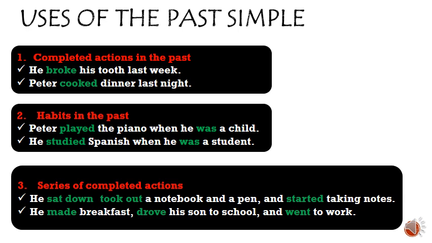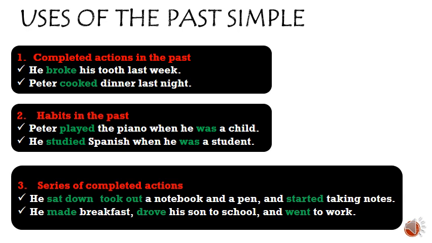Number 3 is very similar to number 1, but the difference is that in number 3 we have more than one action, and in the first use we have only one action. Series of completed actions in the past. So actions that are already done in the past, they are finished, but more than one action.